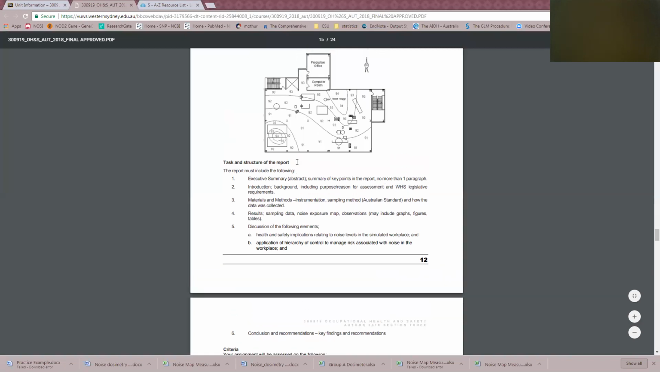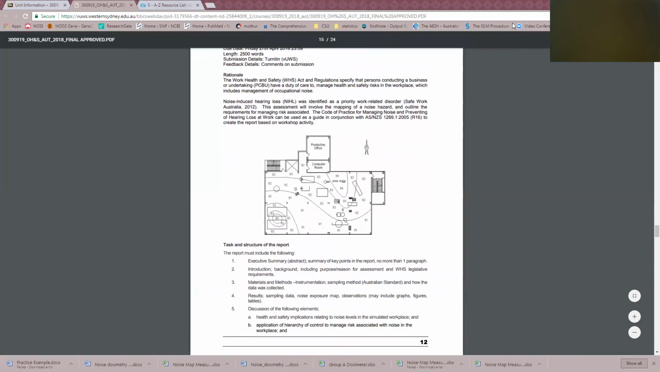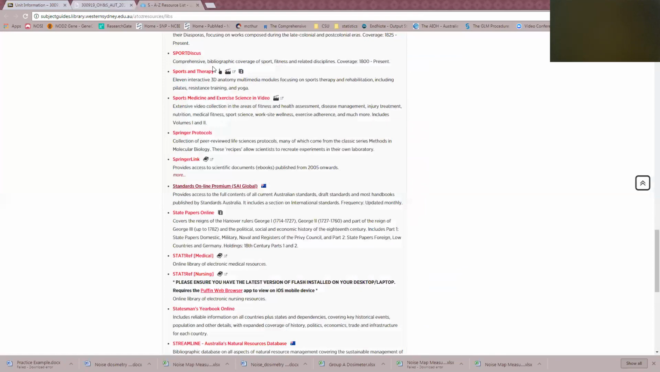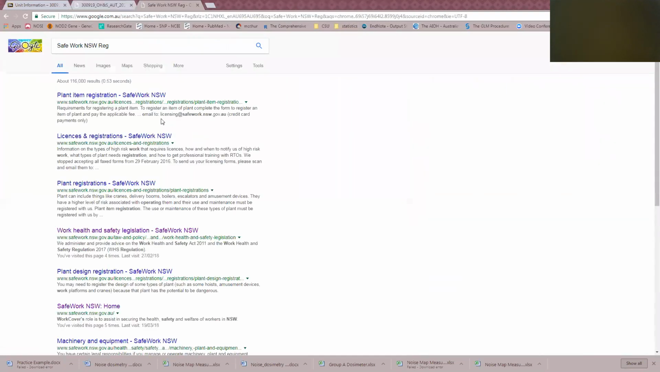So remembering your Work Health and Safety Act, we'll come into that. I'll just go over here and we can go directly to Safe Work New South Wales. And we want the Act. Oh no, we want the regulations. Not in the Act, it's in the regulation.